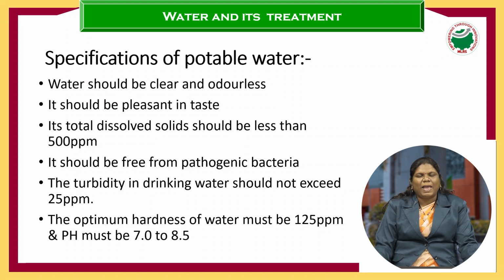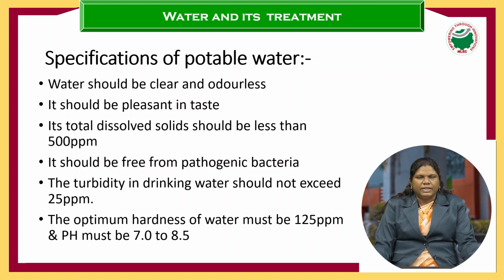It should be free from pathogenic bacteria. The bacteria which we cannot see with our eye will be present in the water. The water which we will consume should be free from the pathogenic bacteria. The turbidity in drinking water should not exceed 25 ppm. Means the water should not have more than 25 ppm turbidity.